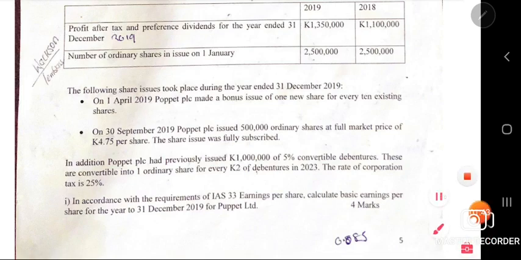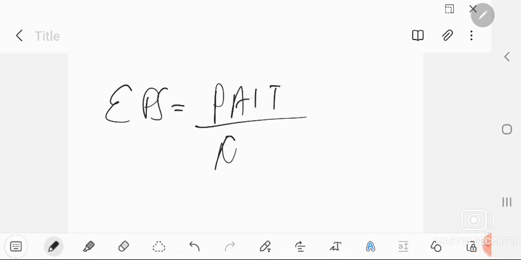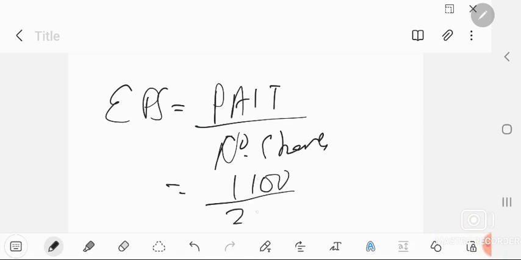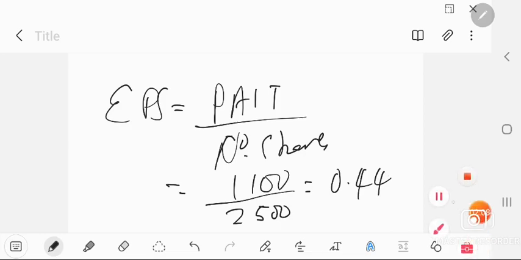Let's do this. Like I was saying, EPS is your profit after interest and taxes over the number of shares. I've just removed the last zero for both the profit and the number of shares. So 0.44. That's how you calculate basic. It's that straightforward, just the normal formula for EPS. Then you're done. What's the next part of the question now?